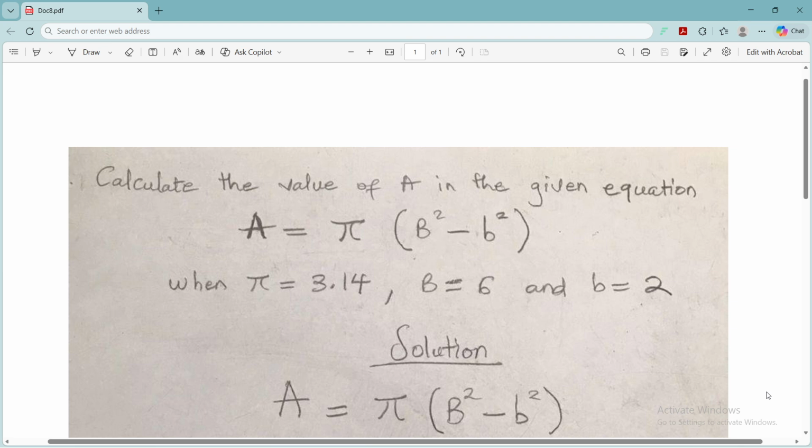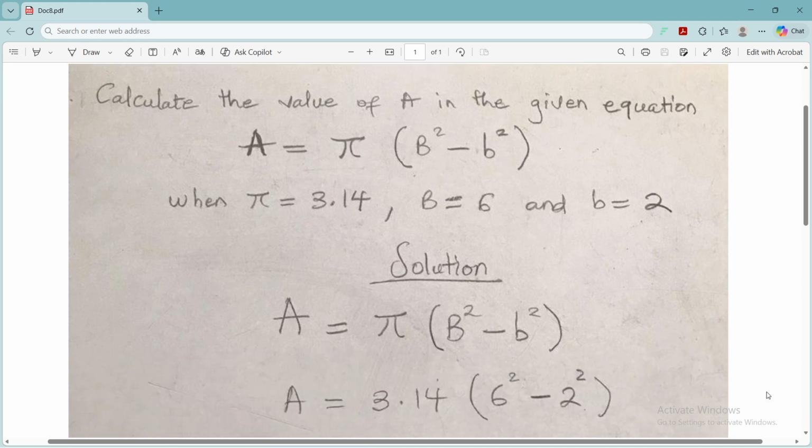So when pi is 3.14, capital B equals 6 and small b equals 2. Our given equation is A equals pi multiplying, in brackets, capital B squared minus small b squared. So this is a basic substitution-into-formula question, and we only have to insert our given values.